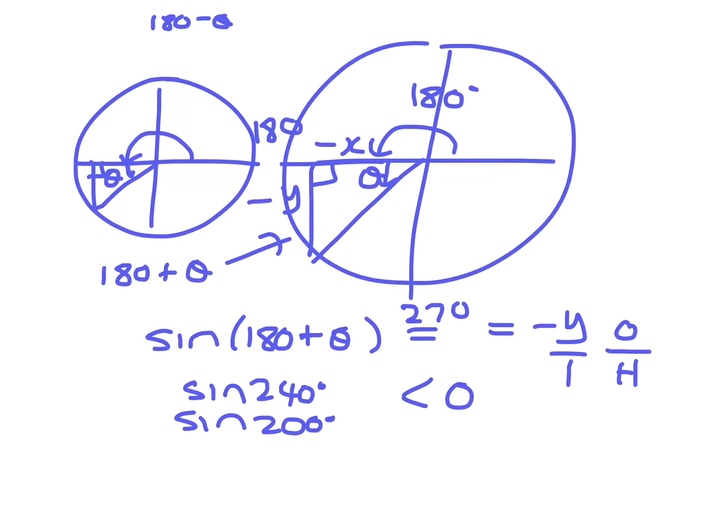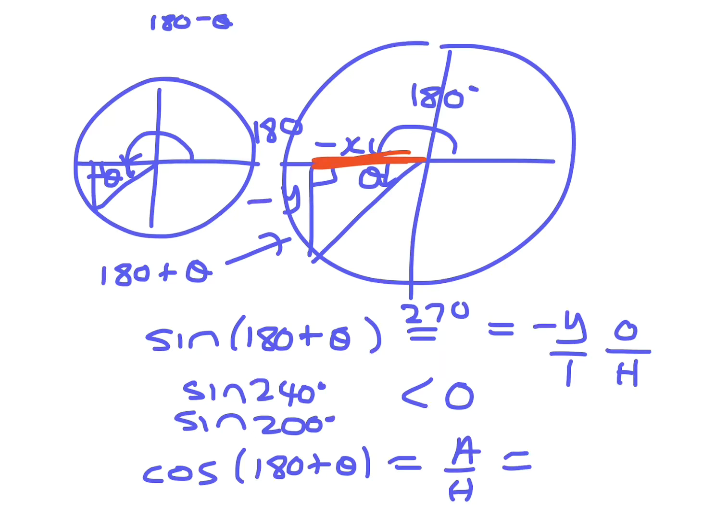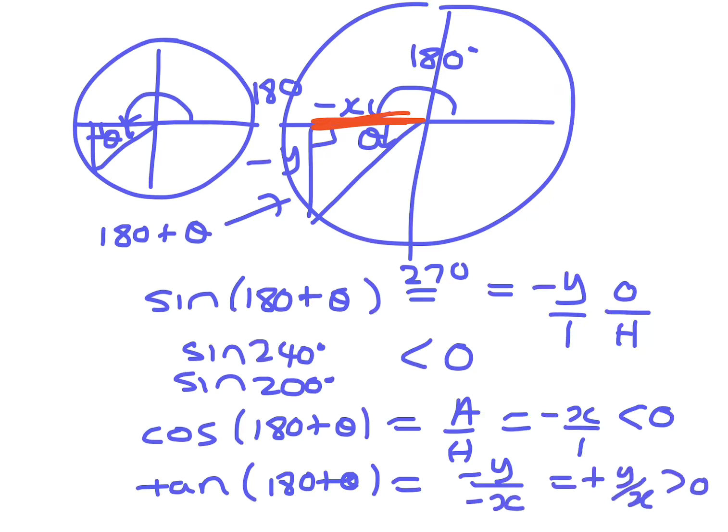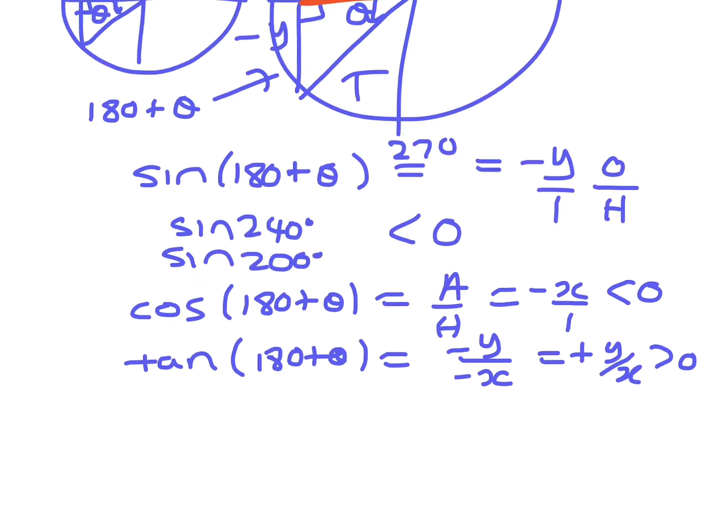Okay, let's look at cos, because minus y on 1 is negative. Cos of 180 plus theta, that would be adjacent on hypotenuse. So the adjacent side in this triangle is minus x. So it's going to equal minus x on 1. So it's less than 0. And tan of 180 plus theta is minus y on minus x, which gives you positive y on x. So tan in that quadrant is positive. Tan's the only one that's positive.